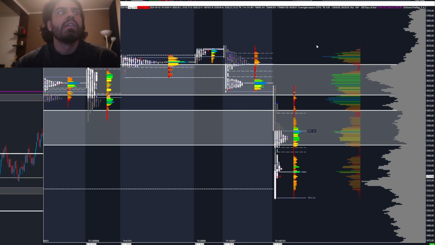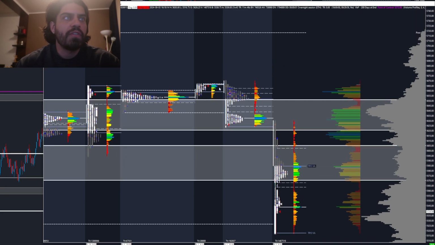So let's look at this specific situation that happened here overnight yesterday. So yesterday, we get the acceptance outside of a heavy balanced area where we have low volume.